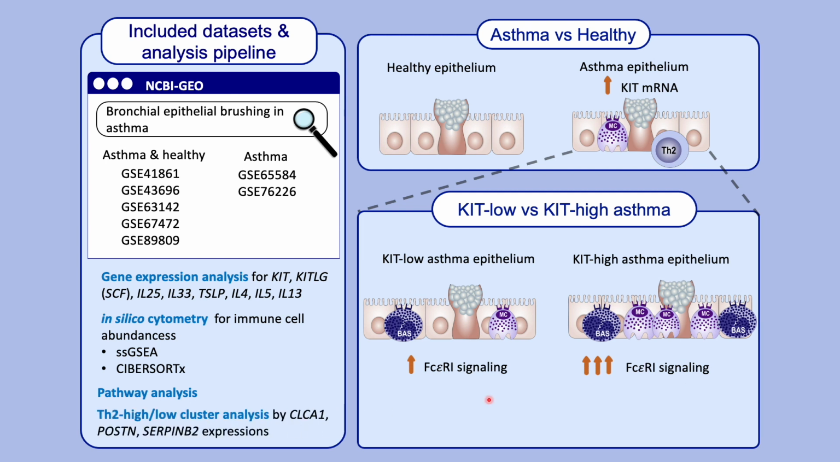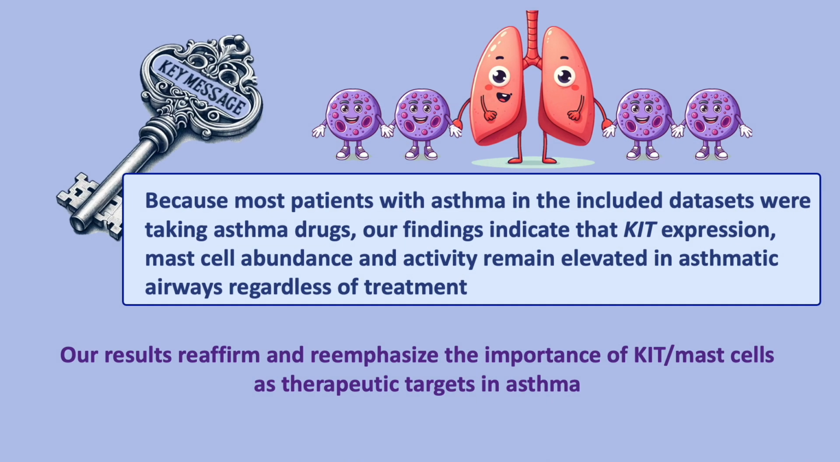We then clustered asthma patients into Th2-high or Th2-low based on the expression of CLCA1, CPA3 and SERPINB2 genes. And we found that the KIT-high group included predominantly Th2-high endotype individuals. Notably, because most patients with asthma in the included datasets were taking asthma drugs, our findings indicate that KIT expression, mast cell abundance and activity remain elevated in asthmatic airways regardless of treatment.